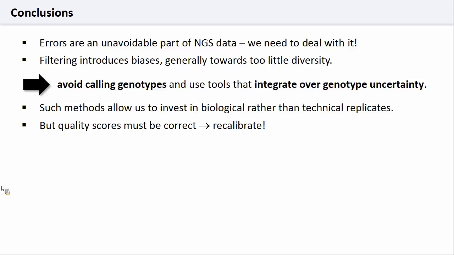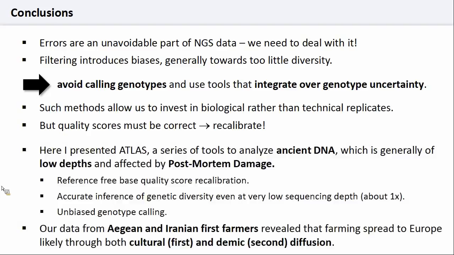However, whenever we do this kind of hocus pocus, we require that the quality scores we're working with are actually reliable. We can only integrate over genotype uncertainty if our uncertainty of the genotypes is properly estimated itself, okay? And we have learned the hard way here that recalibration is super important if we work with low coverage data, to the degree that our diversity estimates were pretty much useless without a recalibration before.